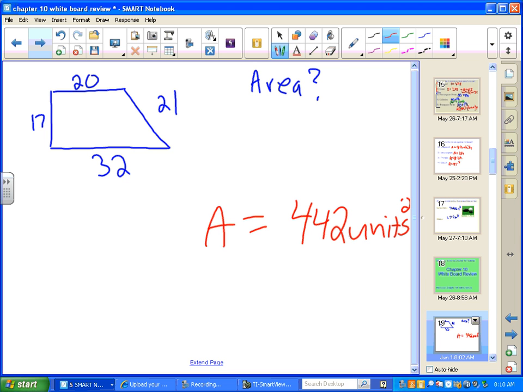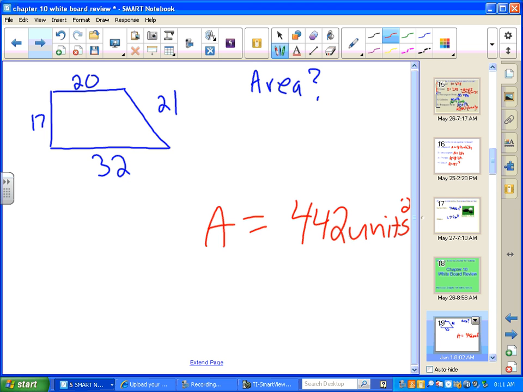Justin. Matt. Okay. Area, 442 units squared. This one was a trapezoid. What was a little bit tricky about that one? Justin, what was a little tricky? Nah, you're not saying that exactly correctly. There's something you didn't need, but I wouldn't call them both heights. Alyssa?